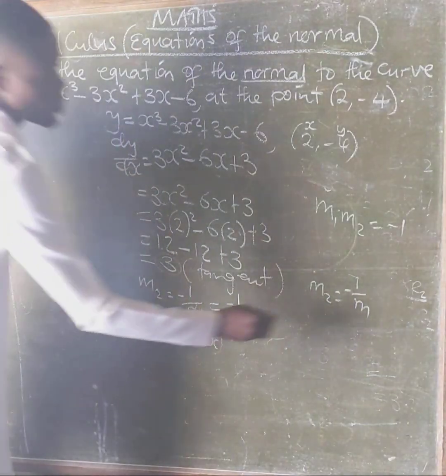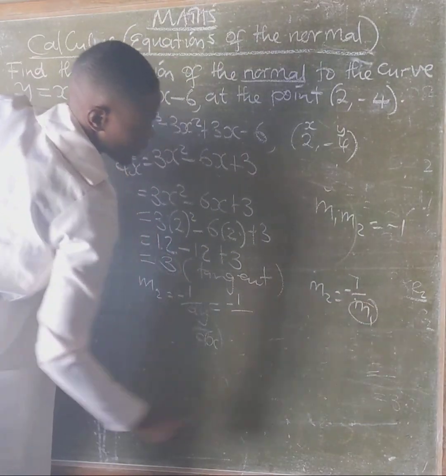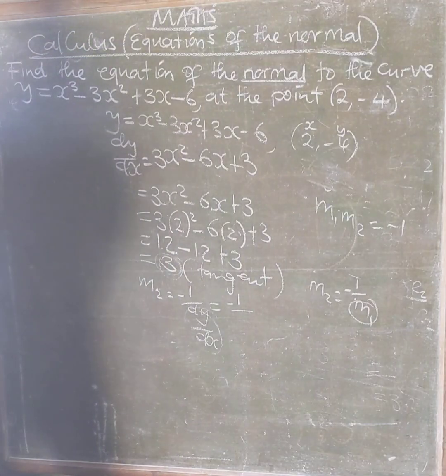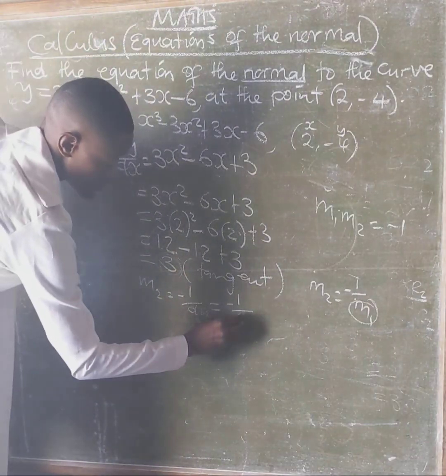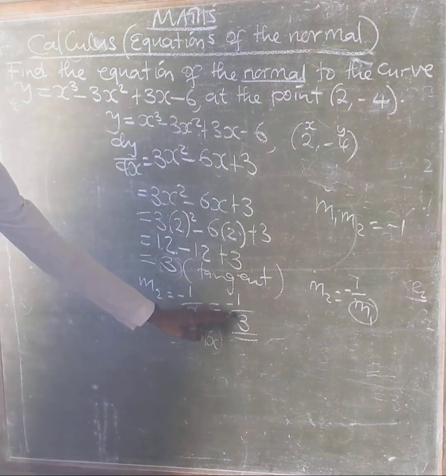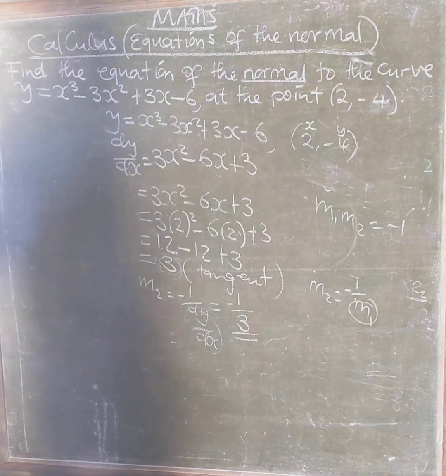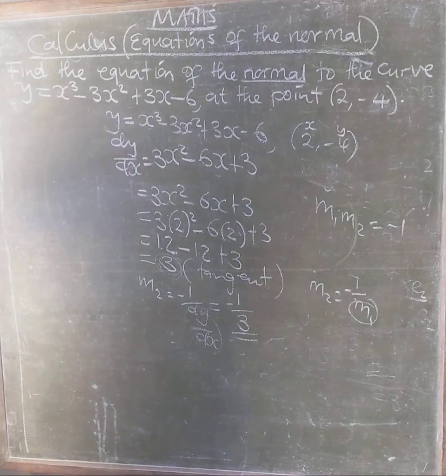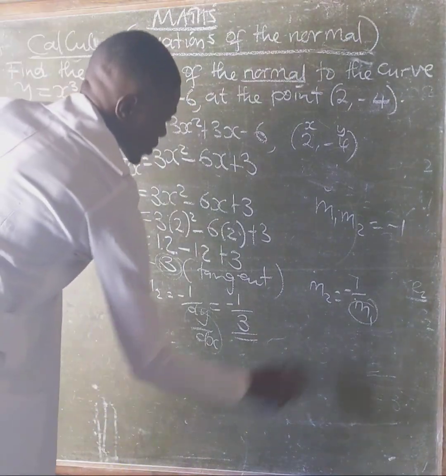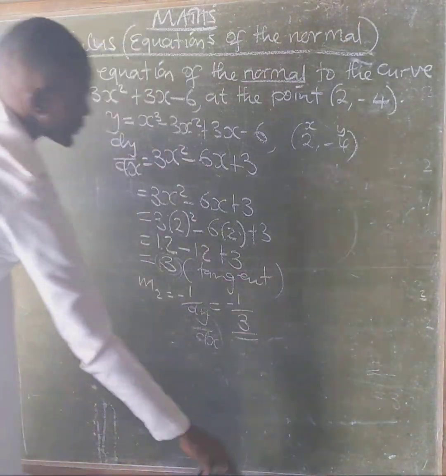Where m1 is the first gradient that you found, you replace it here. So in this case, we're going to have that. This is the gradient you're going to use. So now we find our equation. Now let's find our equation.